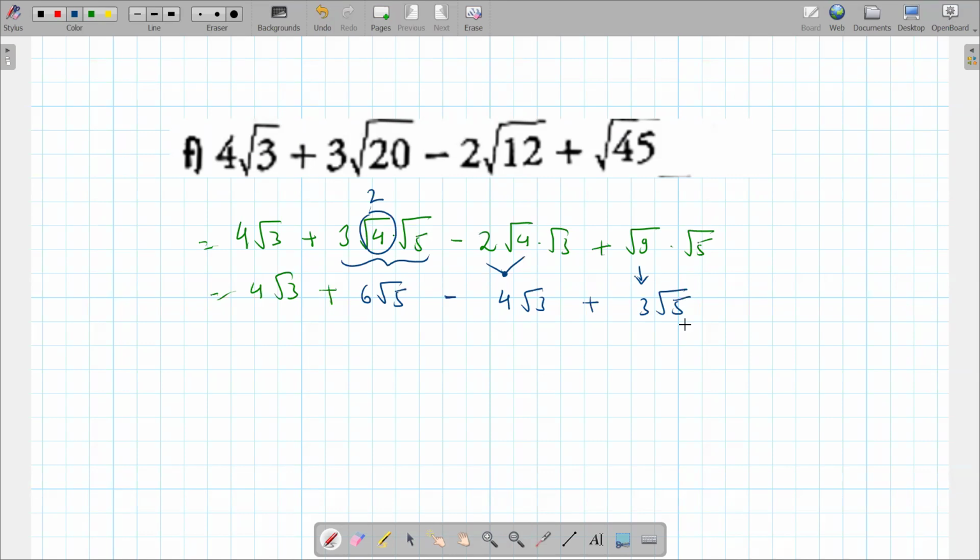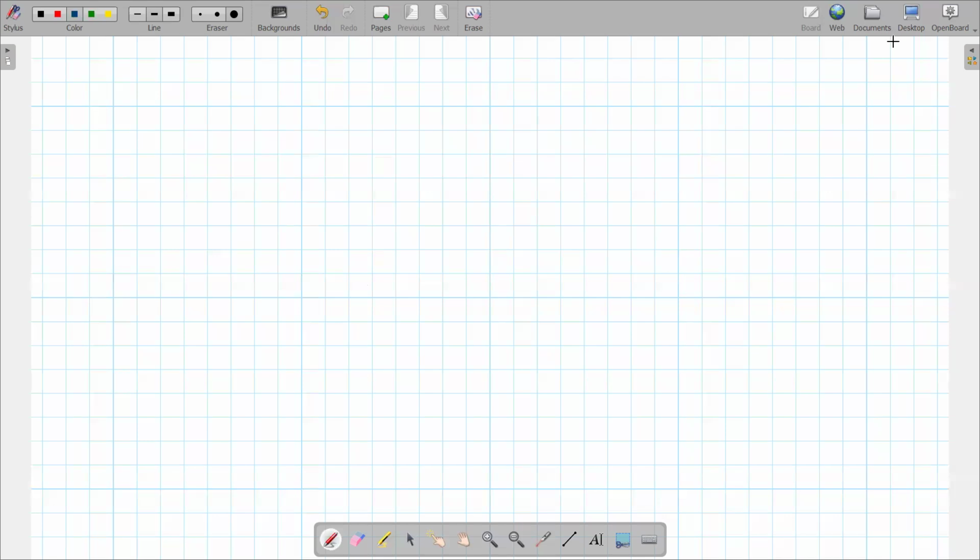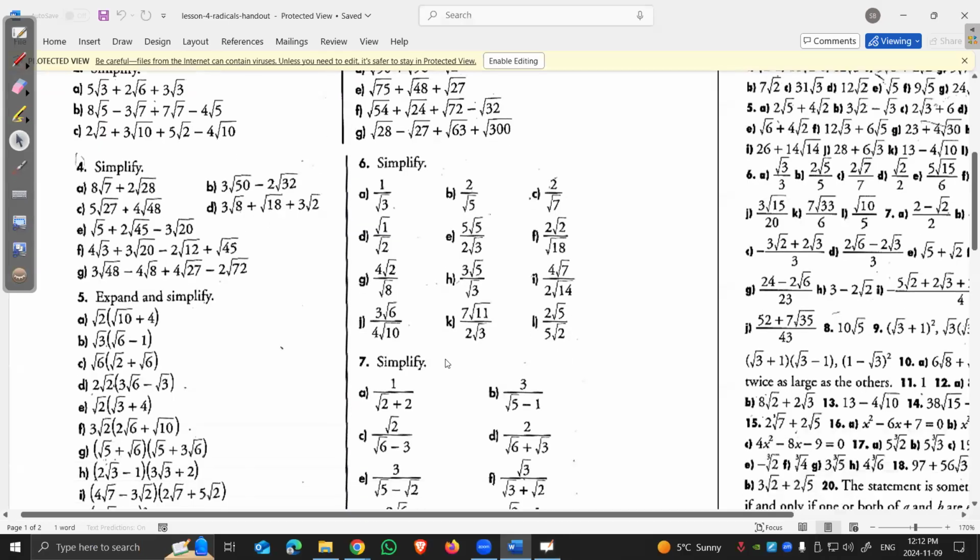And then do we have any like terms? Yes, we do. We can combine these two. So 4 minus 4 is gone. And then we have 6 plus 3 root 5. That'll be 9 root 5 for the final answer for this question. So not too difficult, right? If you can reduce it, it's just adding like terms. I don't think it's super difficult.